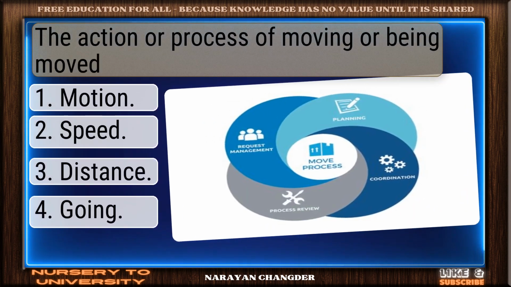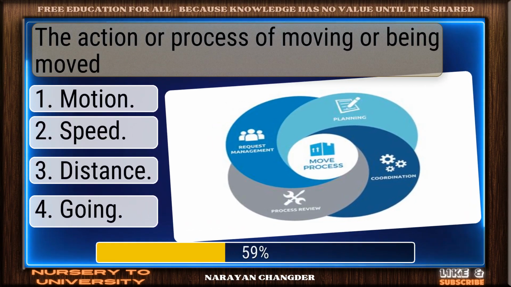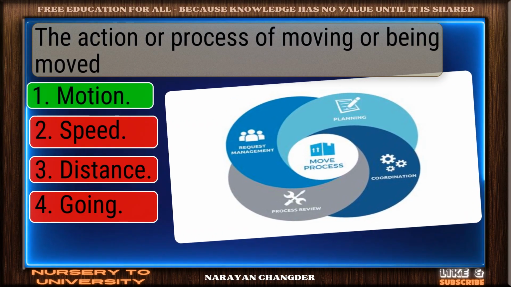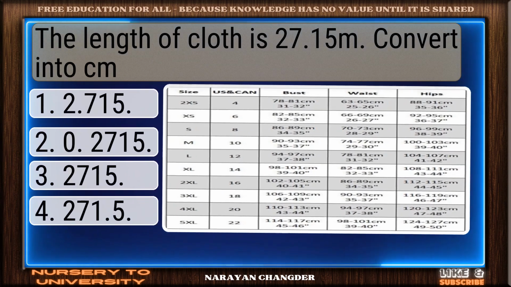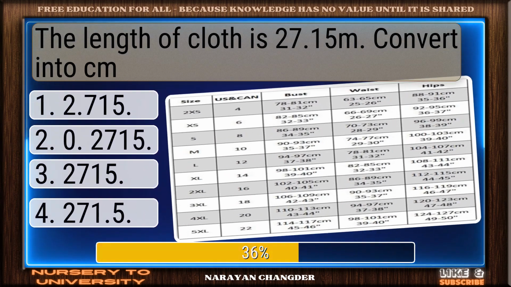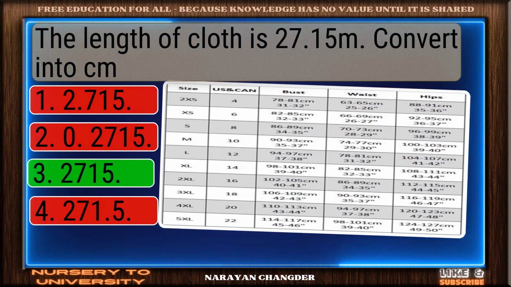Question number 31. The action or process of moving or being moved. On track. Motion is the correct answer. Question number 32. The length of cloth is 27 to convert into seam. Right choice. 2715 is the best answer.